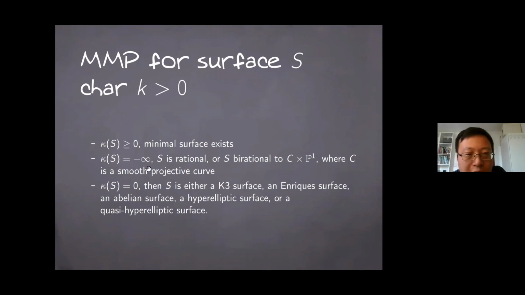And if Kodaira dimension is negative, then S is either rational or birational to C times P1. C is a smooth projective curve, could be P1 or any genus. If Kodaira dimension is 0, then S is either a K3 surface, Enriques, abelian surface, hyperelliptic, that is an elliptic curve times another and take a quotient, or quasi-hyperelliptic. For quasi-hyperelliptic, if you consider the Albanese map, the general fiber in this case is singular. It can only happen in characteristic 2 or 3.